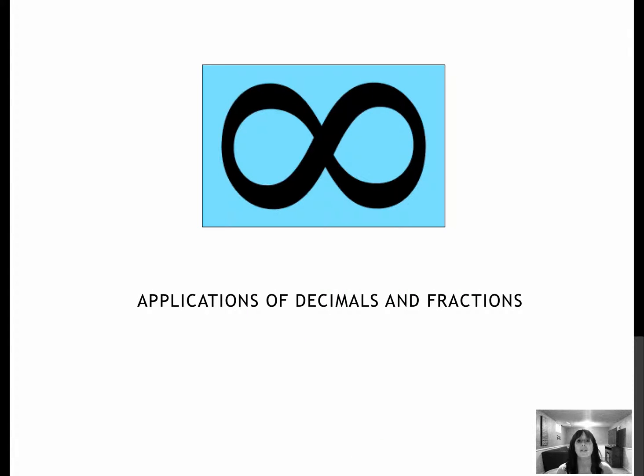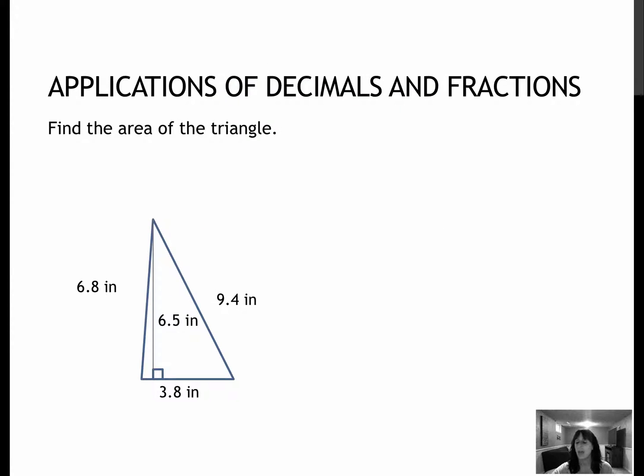I want to go through a couple of application questions that involve both decimals and fractions together. And the first is the area of a triangle. We've talked about how to find the area of a triangle before, 1/2 base times height. And when we found it, we knew that the base and the height had to be 90-degree angles.